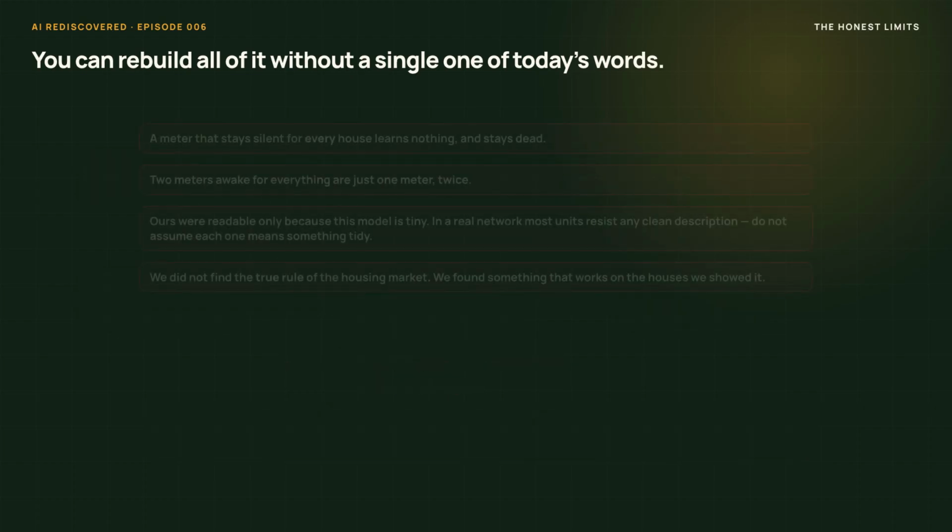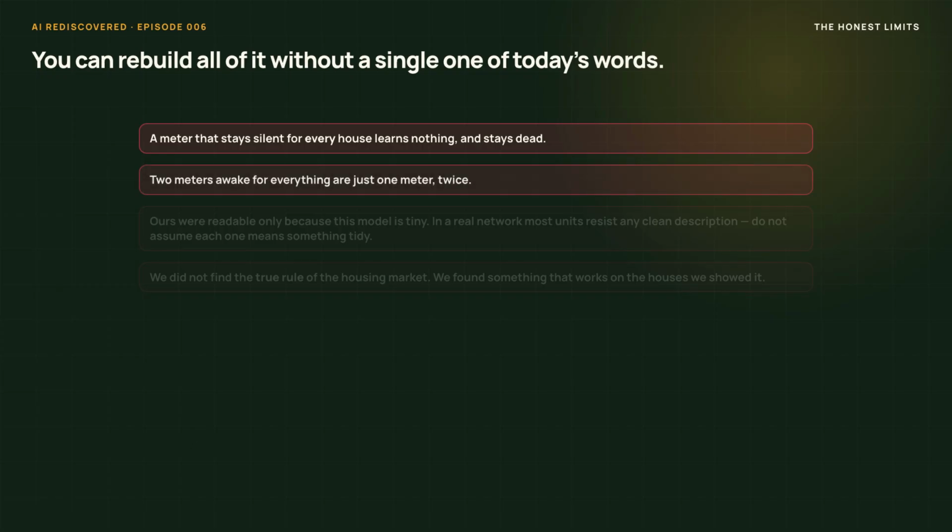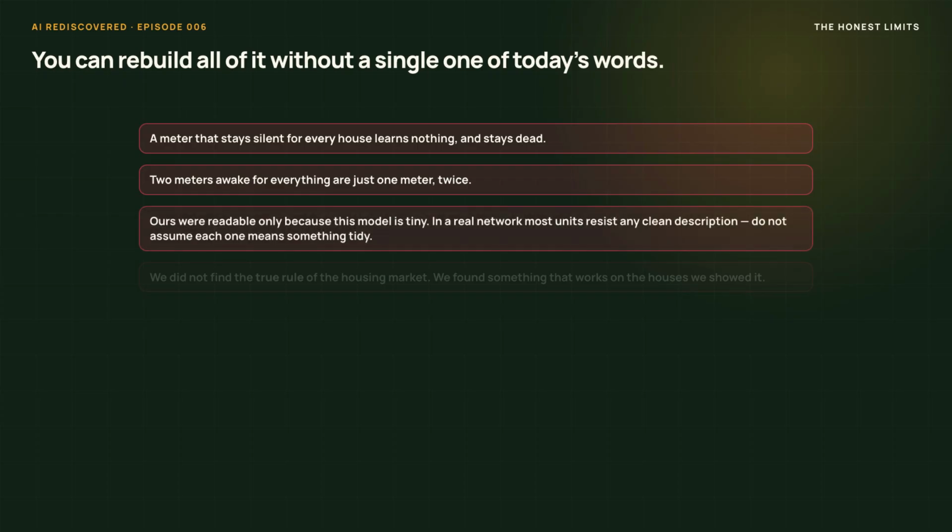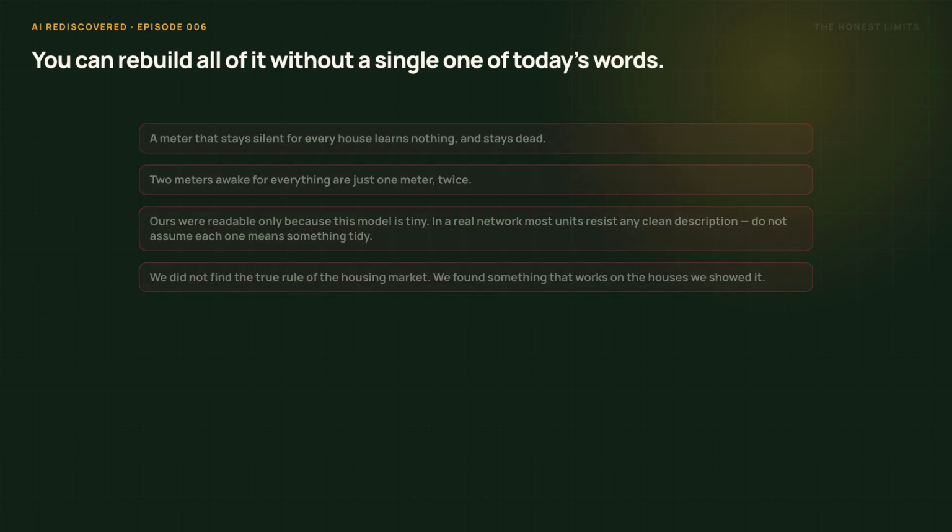Now the honest limits, because there are several. A meter that stays silent for every house learns nothing at all, and simply stays dead. 2 meters that are awake for everything are just 1 meter, twice. Ours were readable only because this model is tiny. In a real network, most units resist any clean description, and it is a mistake to assume every one of them means something tidy. And notice what we did not do. We did not find the true rule of the housing market. We found something that works on the houses we showed it.